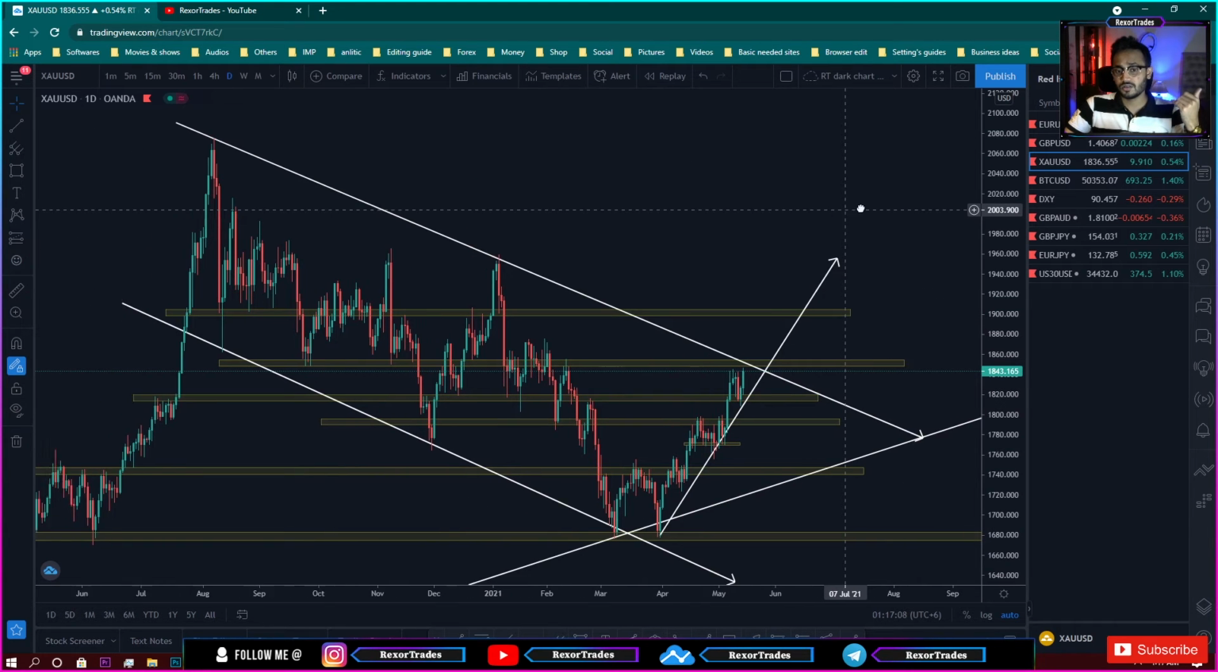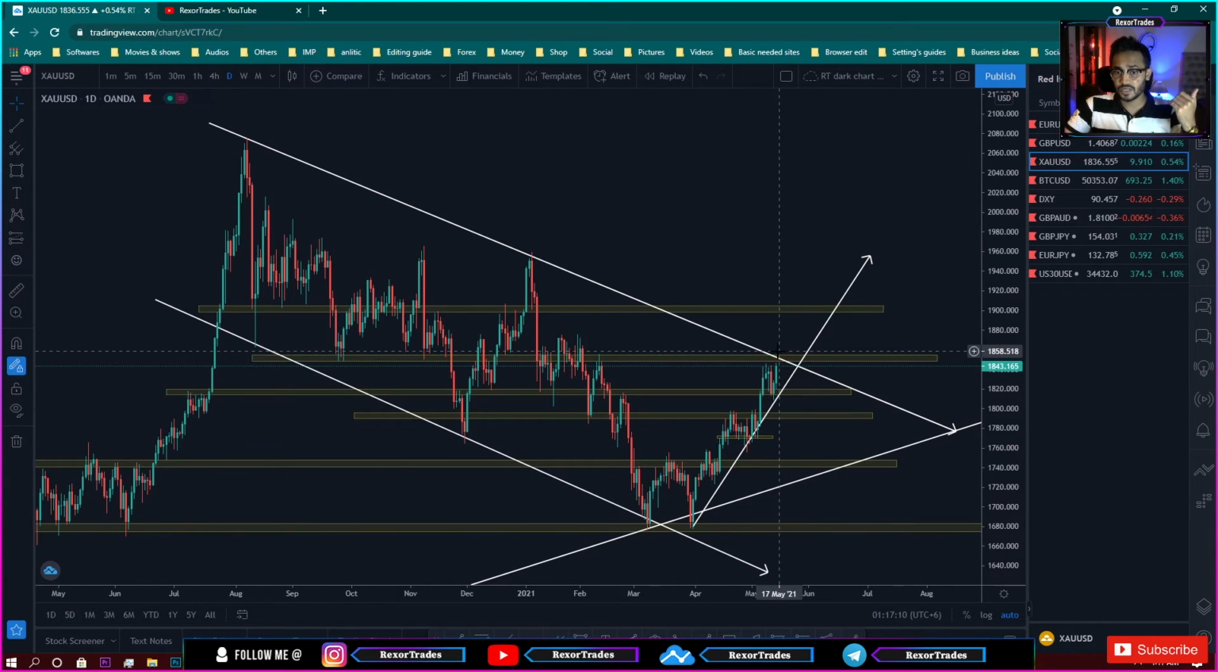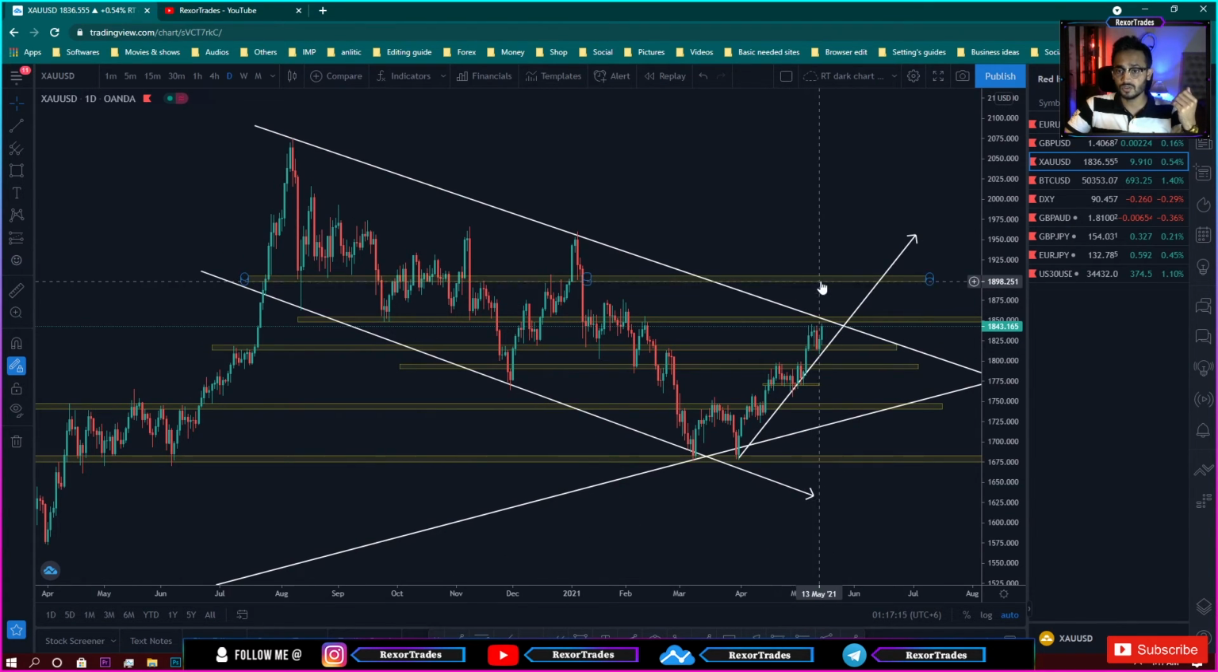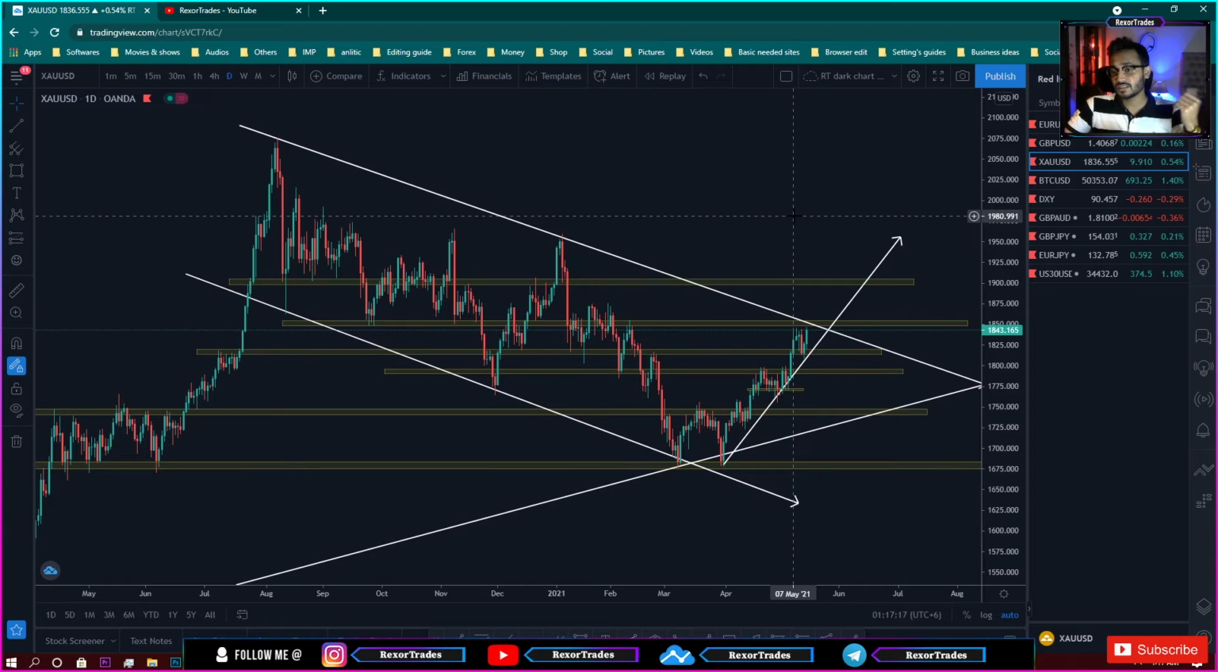But if gold doesn't do that and continues moving up by breaking out of this zone, then we'll be keeping our eyes on this zone over here. So that's my analysis on gold pretty much.